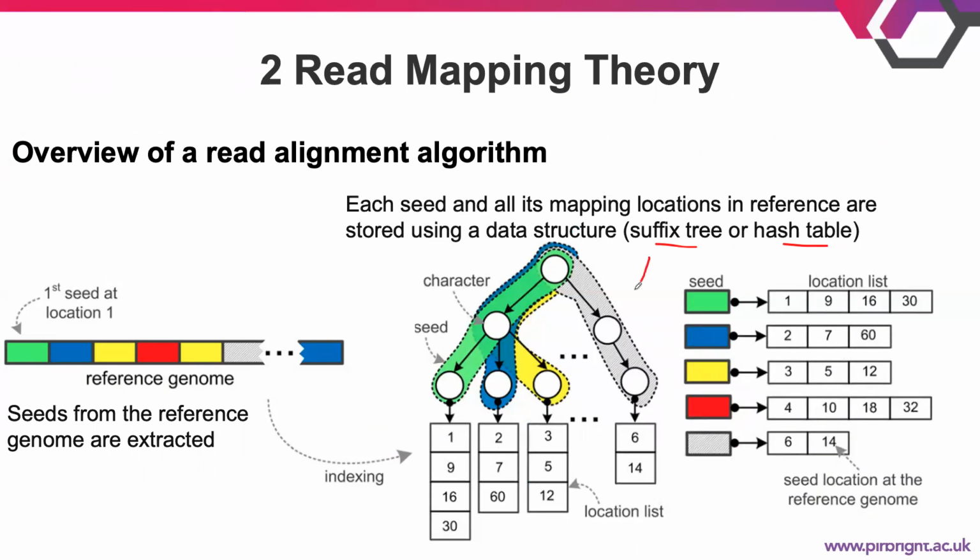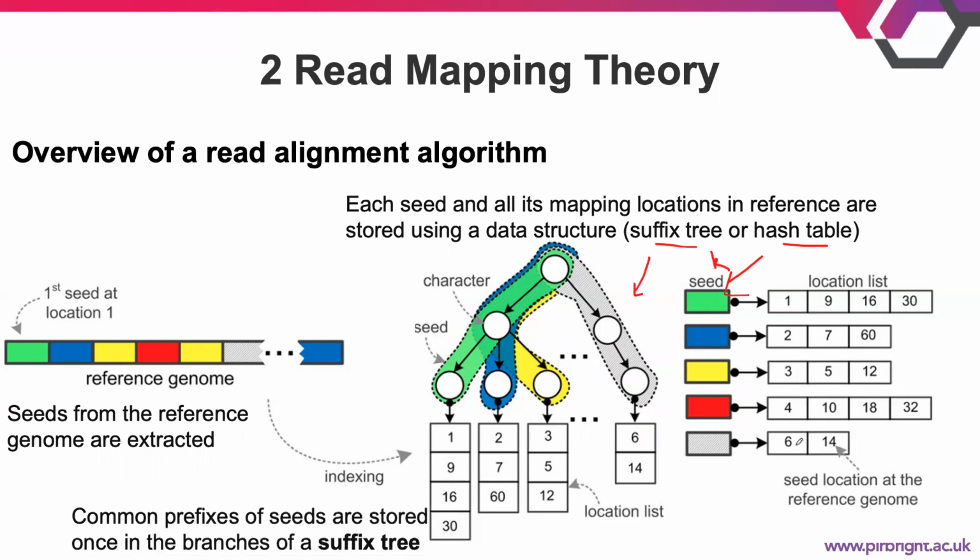For a suffix tree over here, we'll record the characters, and that chain of characters becomes a seed of a particular length, and then those locations will be recorded here. For a hash table, the seeds are essentially a k-mer of length k, depending on how you want to set things up, and the locations will be associated with that. So those are slightly different structures, hash tables and suffix trees.